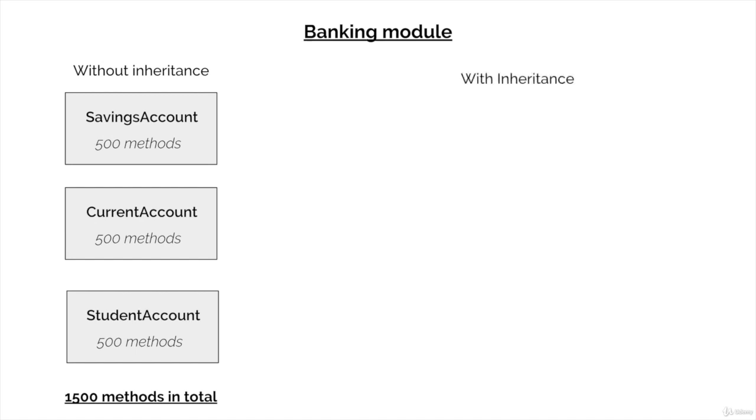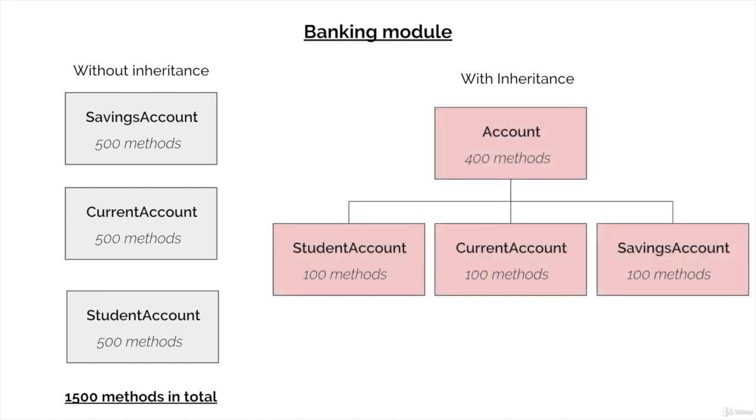With inheritance, what you can do is, savings, current, and student are nothing but types of account. So you can define a parent class called account, which has all the common methods across the accounts in the bank. Then you can create specific accounts, which are student account, current account, and savings account, and inherit the account class as the parent. Let me demonstrate this in a clearer way.